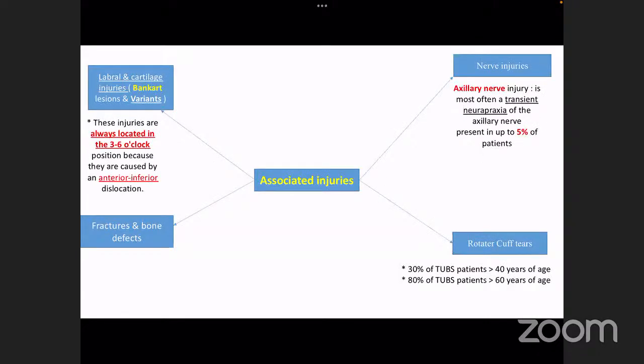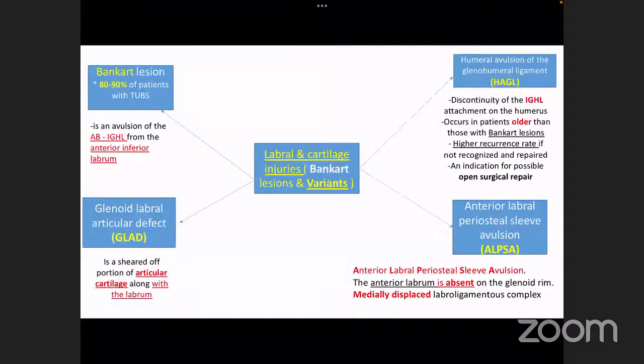Regarding the associated injuries, the most common nerve injury is the axillary nerve. Rotator cuff injuries are common, especially in elderly patients more than 40 years old. Labral injuries can occur, especially Bankart injuries, and we might have fractures and bony defects. Regarding the labral cartilage injuries, we might have the HAGL, the ALPSA, the Bankart lesion, and the GLAD.